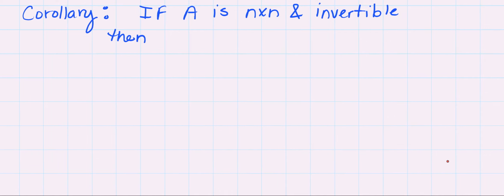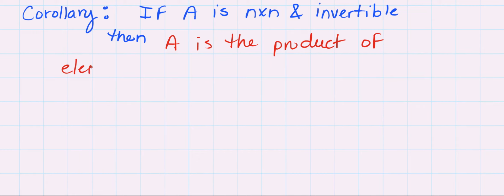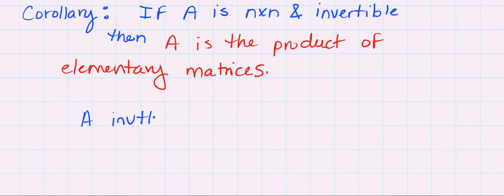So here is a corollary I just want to tell you, and we've already discussed this. If A is n by n and invertible, then A is the product of elementary matrices. We've already shown this. If A is invertible, then it's row equivalent to the identity. So A invertible implies A is row equivalent to the identity. That's from the theorem we just saw.